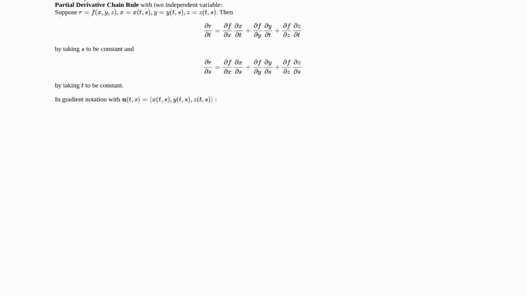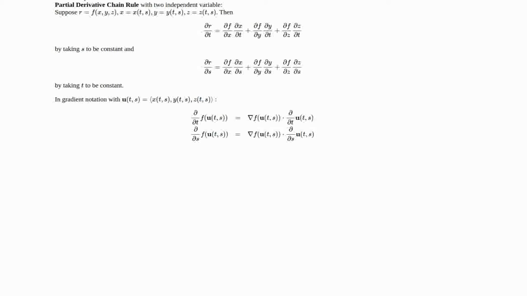So if we let u(t,s) be the vector of x(t,s), y(t,s), z(t,s), then we can express these two chain rules just above in more compact notation. So we have the partial of f(u(t,s)), that is just like the partial derivative of r with respect to t above, but now we can simply express this as the gradient of f at u(t,s), scalar product with the derivative with respect to t of u(t,s). And we have exactly the same formula in s where we think of t as constant.